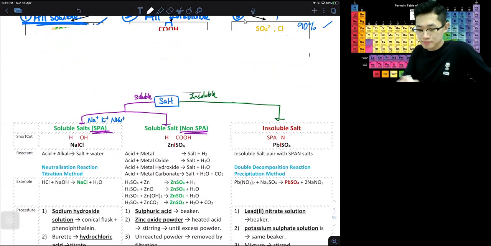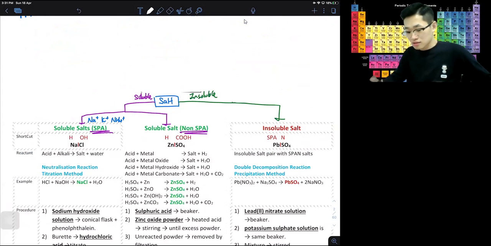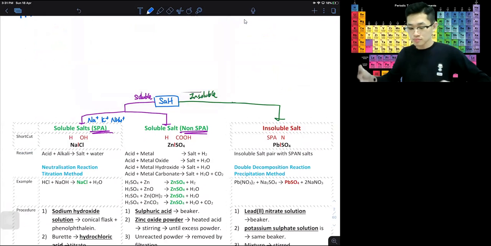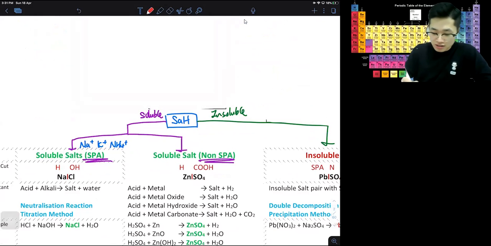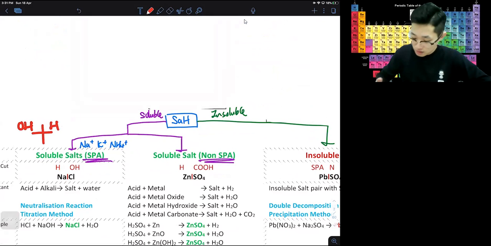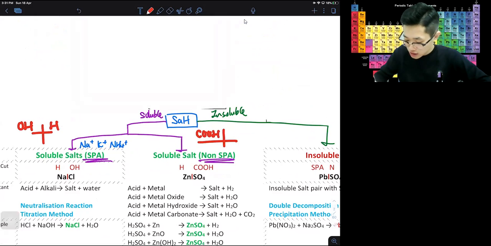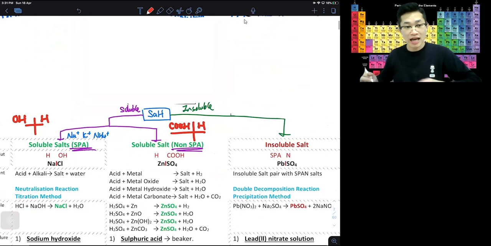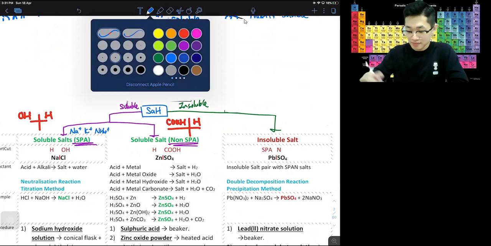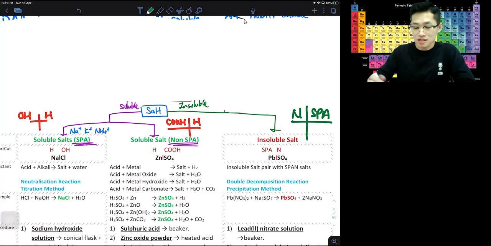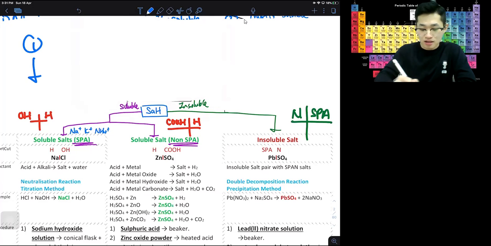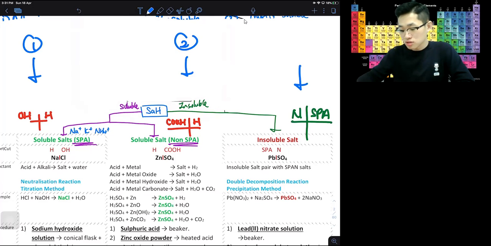Okay, so let's say, as you remember, we have three crosses. One: OH, H. Two: COOH, H. And lastly, the N-SPA. So we call these cross number 1, number 2, number 3.